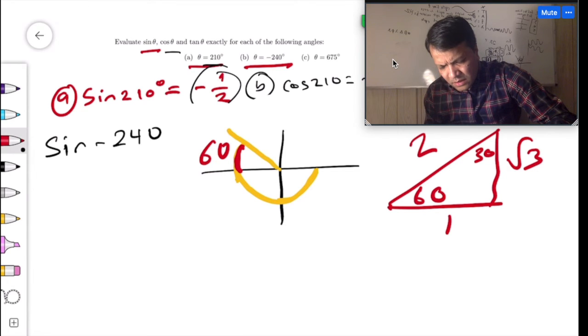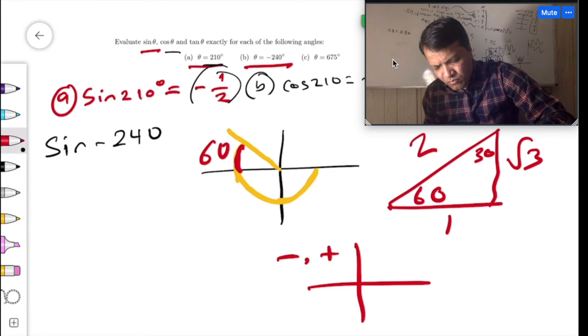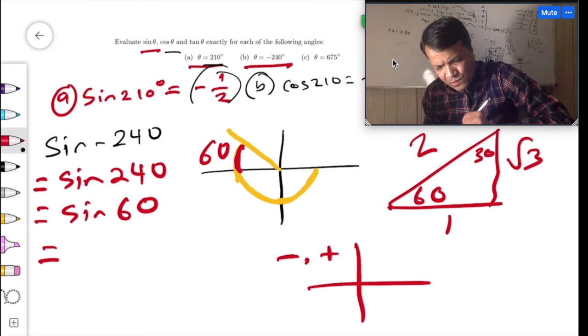Then in quadrant 2, cosine is negative and sine is positive. So sine negative 240 is equal to sine 240, which is equal to sine 60. Sine 60 is equal to y. So what is y? Y is root 3.